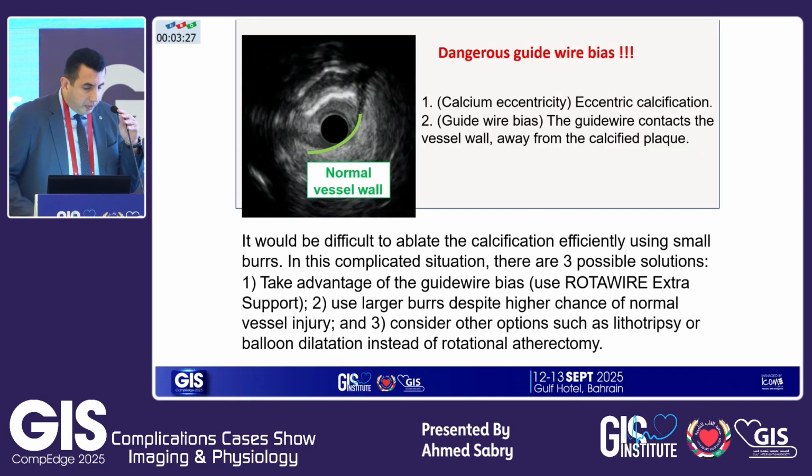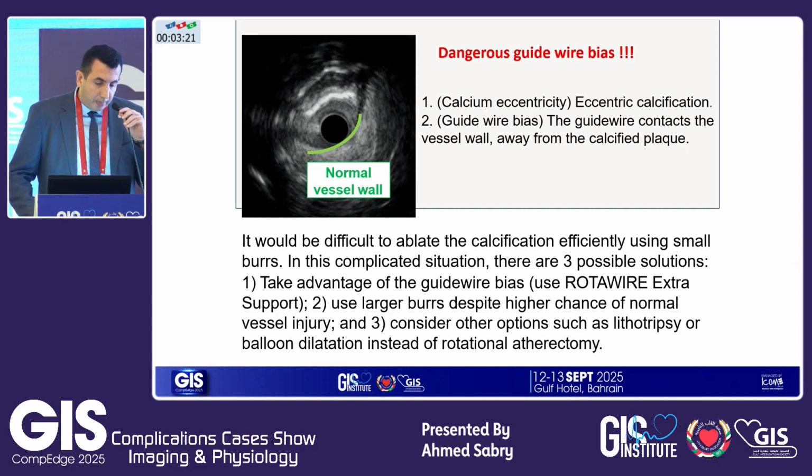Here we could see the dangerous wire bias, because it's almost away from the calcium and more near to the normal vessel wall. It would ablate the calcification efficiently using the small burr, but it's a complicated situation. We have 3 possible solutions in this situation.